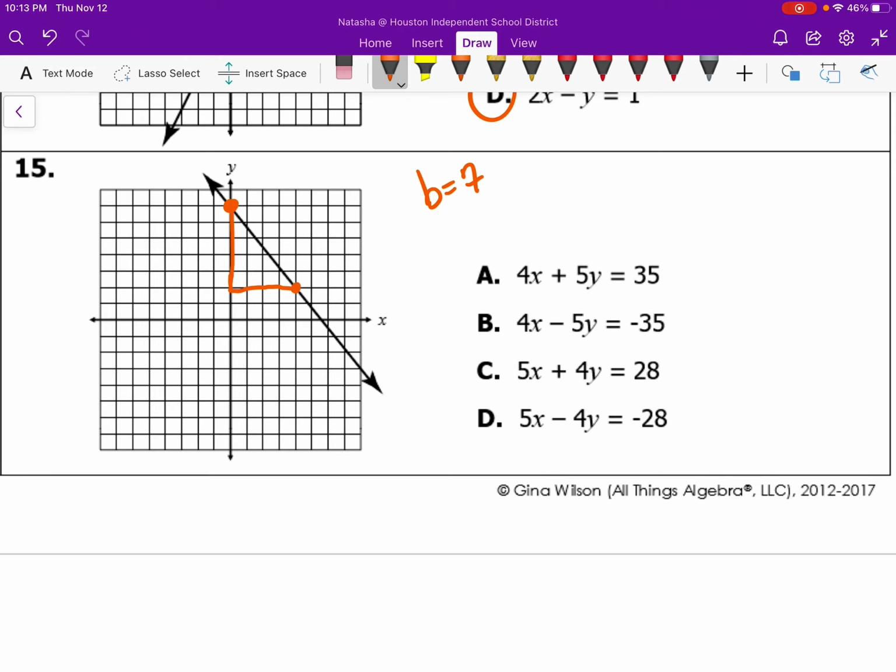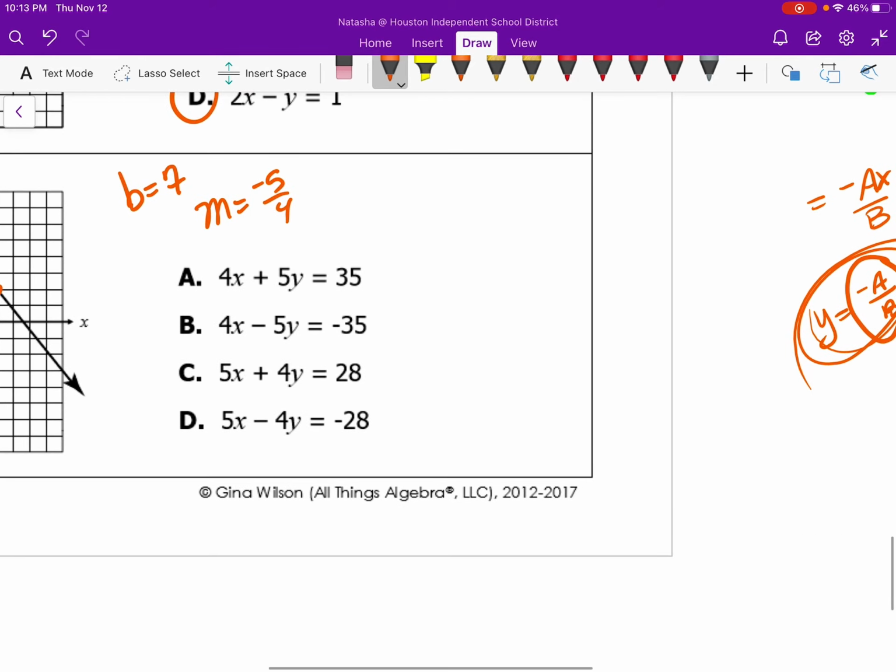All right, now I'm going to go over here and I'm going to count. That's going to be down 1, 2, 3, 4, 5, and I have a run of 4. So my slope is going to be negative 5/4. So this is going to become y is equal to negative 5/4 x plus 7.